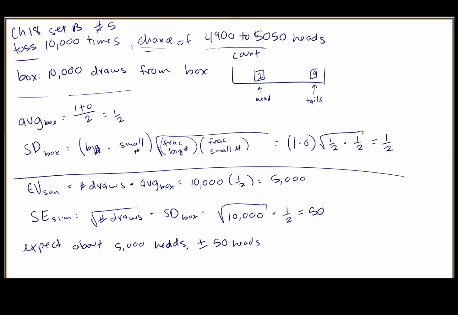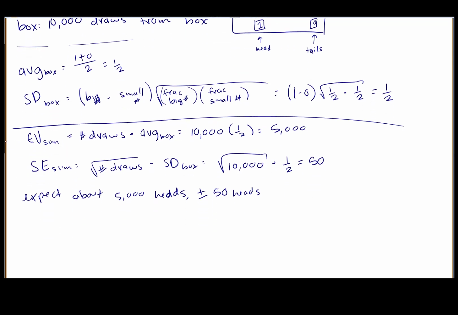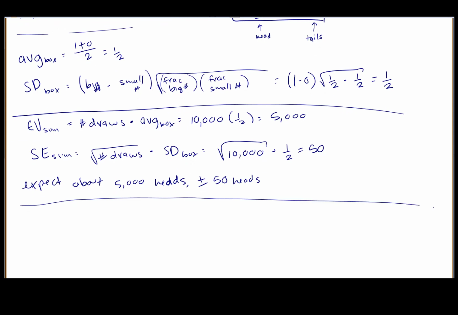So we're finding the chance that we go from 4,900 to 5,050 heads. To get up to 5,050 is pretty likely, because we expect about 5,000 heads, give or take 50 heads. So I'm guessing this overall chance is going to be pretty good. Anytime you want to find the chance for a sum, you use the normal table, and we have to standardize to find a z-value. So we do the sum we're interested in minus the expected value of the sum, over the standard error of the sum.